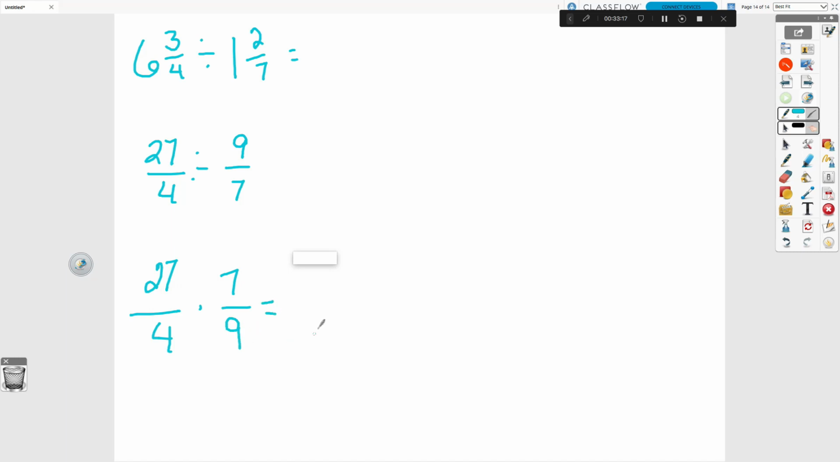Anything I can cross cancel before, yes, the 9 and the 27. The 9 becomes a 1. The 27 becomes a 3. 3 times 7 is, over. Now I have to turn that back into a mixed number. 4 will go into 20 how many times? With how many left over? So 5 1/4 is my answer. We are going to skip 92 and 94.